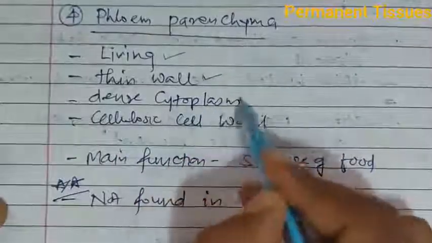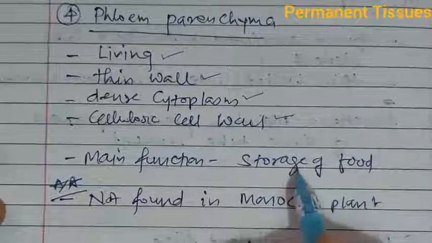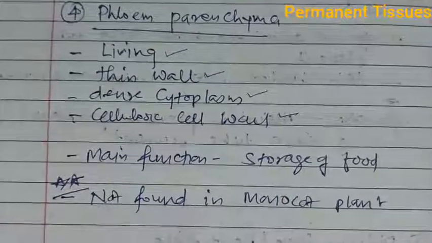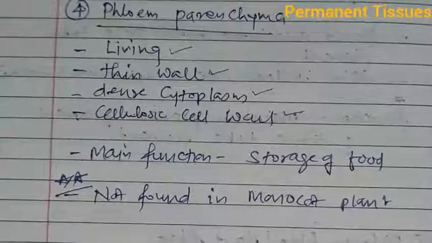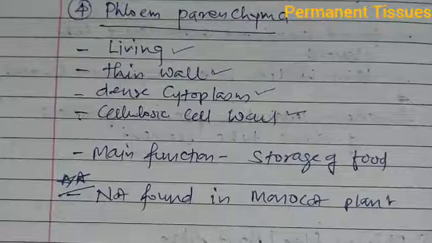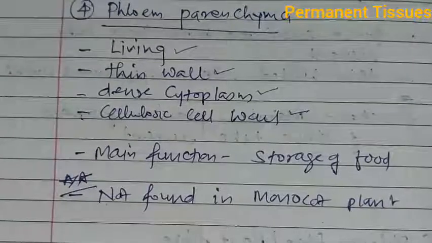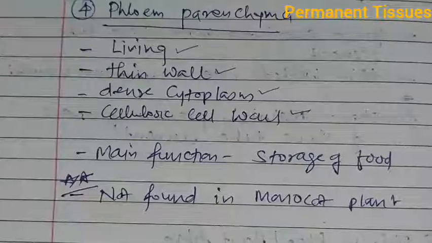The last component of phloem is phloem parenchyma. This phloem parenchyma consists of living cells. They are thin walled, they have a dense cytoplasm, cellulosic cell wall, and their main function is storage of food. An important point that you should remember is that they are not found in monocot plants. So this is the living component. Before that we talked about the dead component, that is phloem fiber. So till now in this lecture we have discussed the simple permanent tissues, that is parenchyma, collenchyma, sclerenchyma, and the complex permanent tissues, that are xylem and phloem.